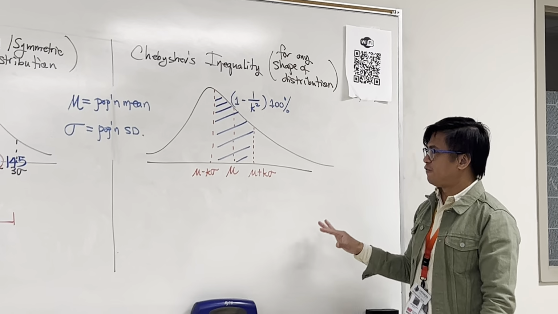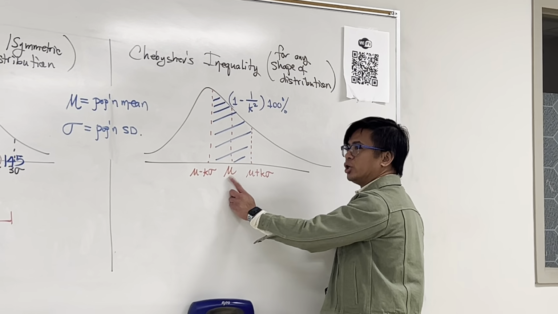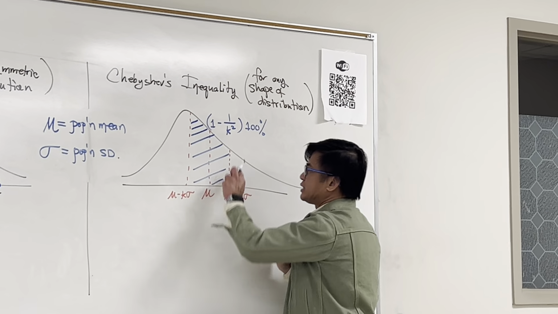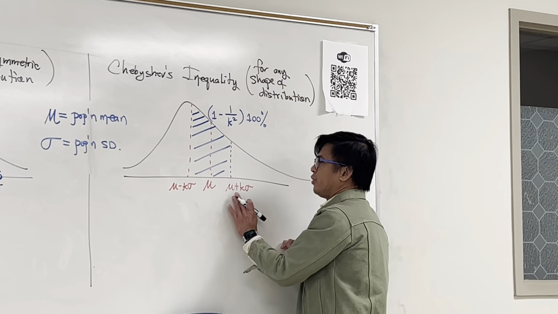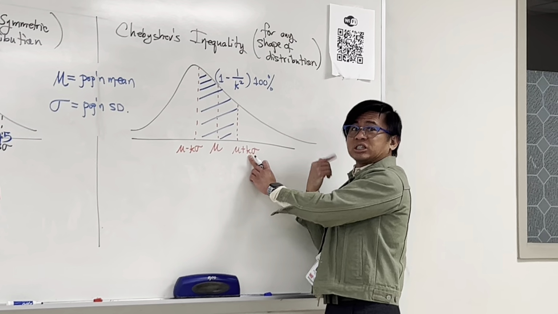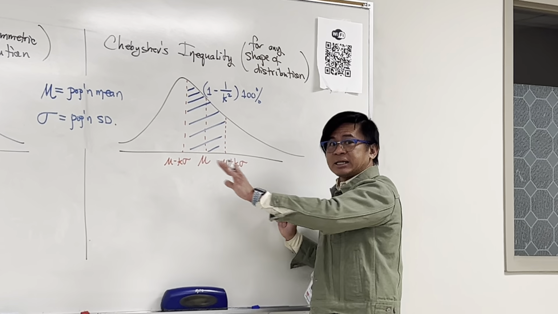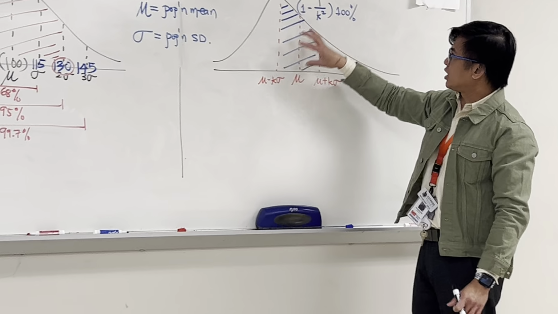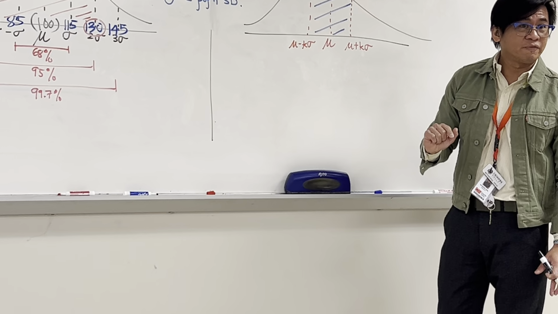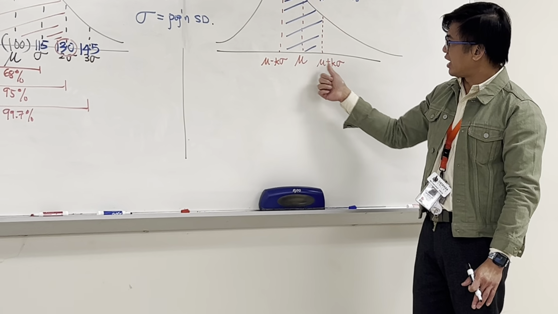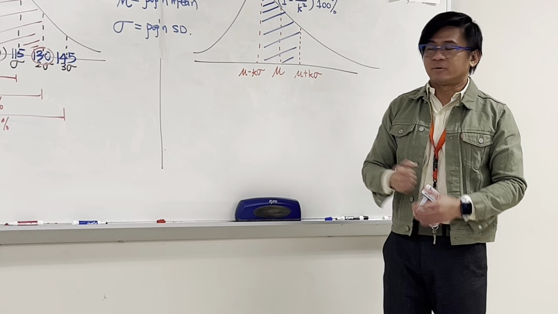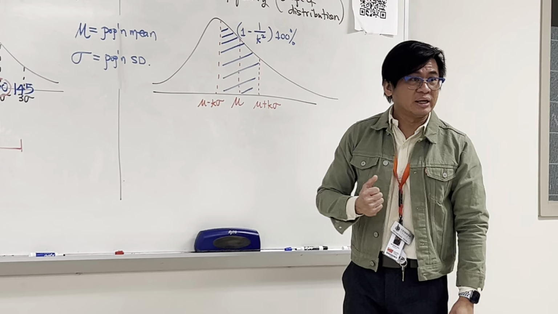Here it is. It only tells us the following: if you want to know the percentage of the population that has scores K standard deviations above the mean and also K standard deviations below the mean, then that percentage will be equal to 1 minus 1 over K squared of the data set. Again, that K is how many standard deviations you are away from the mean, to the right and to the left as well.